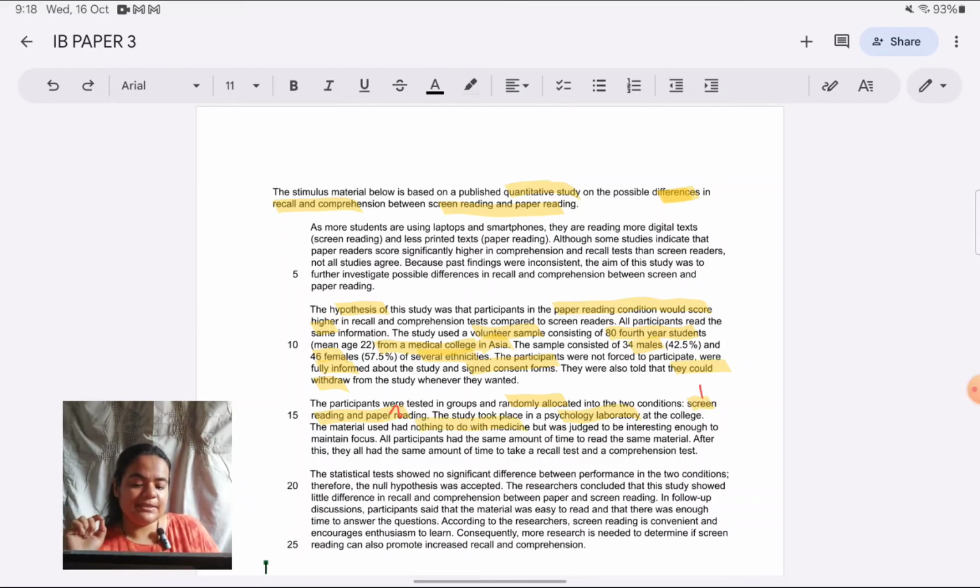All participants had the same amount of time to read the same material. One feature of true experiments is standardization. So, when they say something is the same or consistent for everybody, that covers a feature of true experiments. After this, they all had the same amount of time to take a recall test and a comprehension test. Here we see operationalization of the dependent variable: how their comprehension and memory is tested through recall and comprehension tests.